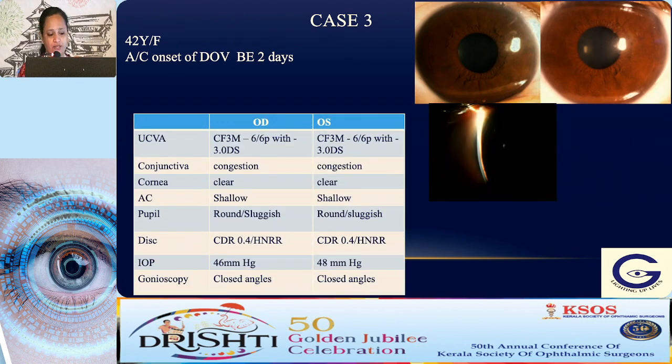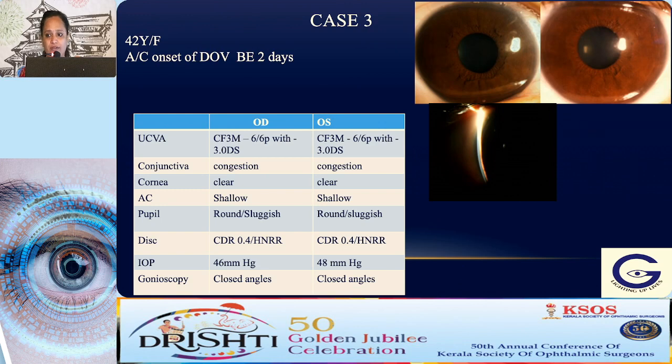On examination, her uncorrected visual acuity was counting fingers at 3 meters in both eyes, improving to 6/9 parts with -3 diopter sphere. However, the patient had no vision problem previously, and she was not using any glasses. Conjunctiva was showing mild congestion, cornea was relatively clear, AC was shallow, and the pupils were round, sluggish. Disc was healthy. Intraocular pressure was 46 and 48 millimeters, and the gonioscopy revealed closed angles.